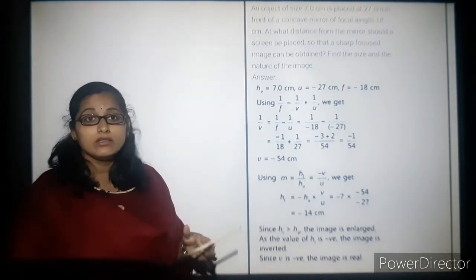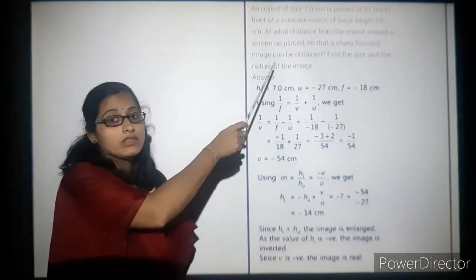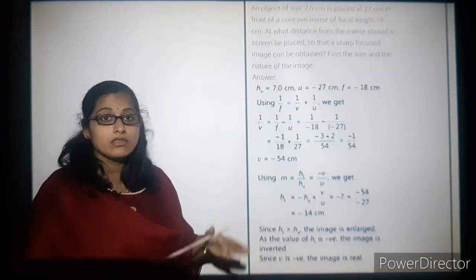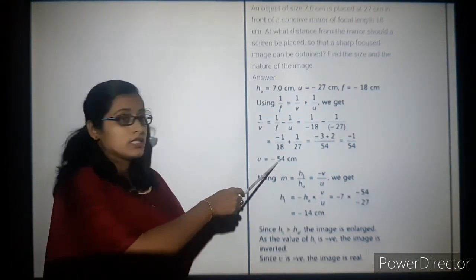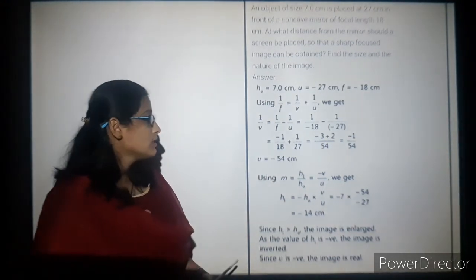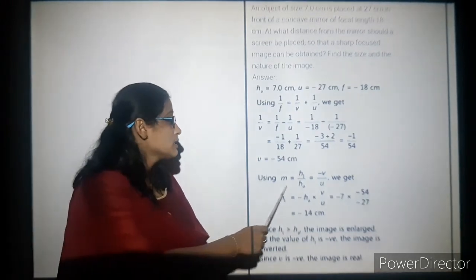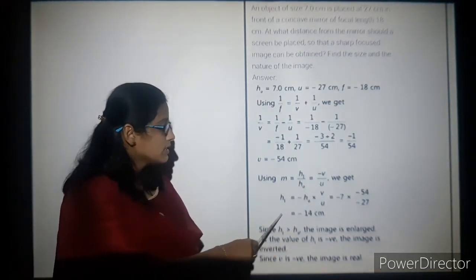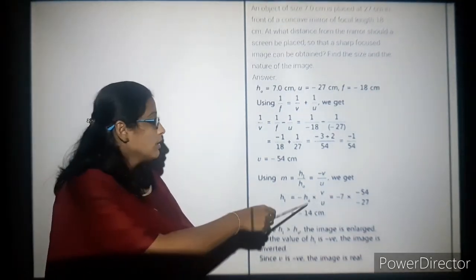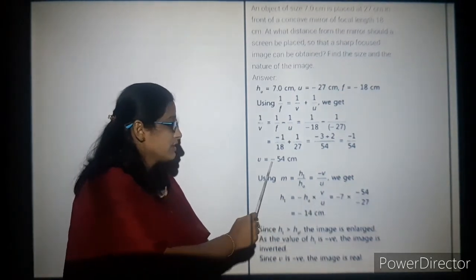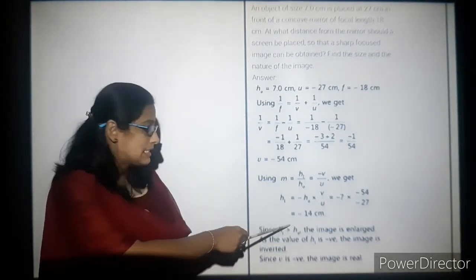So whenever you are solving any problems, first you should note down what is given in the question. Then you need to write the formula, then you need to solve. So your answer v is equal to minus 54 centimeters. And this you will substitute in your magnification formula, that is minus v by u. So minus 7 into minus 54 by minus 27. So your answer is minus 14 centimeters.